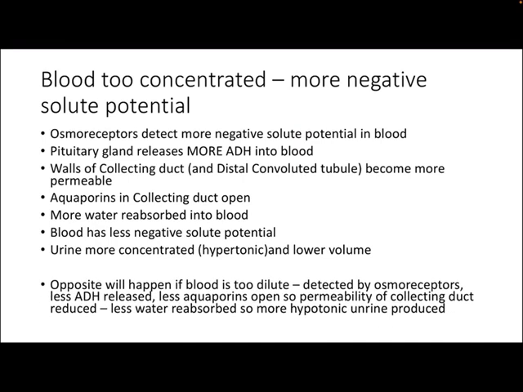The opposite will happen if the blood is too dilute, so you've drunk a lot of liquid. So again, the solute potential is detected by the osmoreceptors, which will mean that less ADH gets released, so less aquaporins in the collecting duct open, and the permeability of the collecting duct is then reduced. Less water gets reabsorbed into the blood, and then more hypotonic urine is produced.